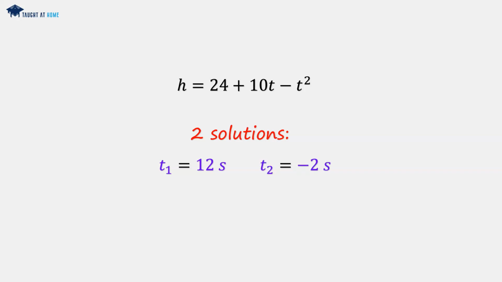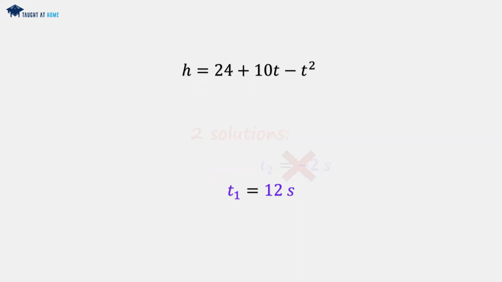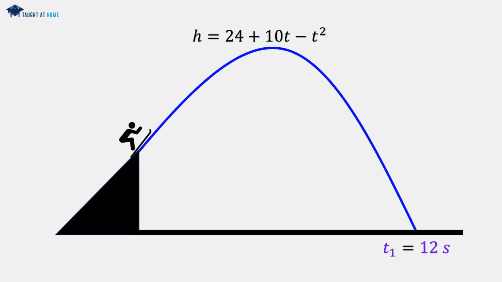Now at t2, minus 2 seconds, this would suggest that the skier has done a bit of time travel and gone back 2 seconds in the past. Not possible, so we'll discount this one. So therefore the solution must be t1, 12 seconds. So the skier is airborne for 12 seconds.